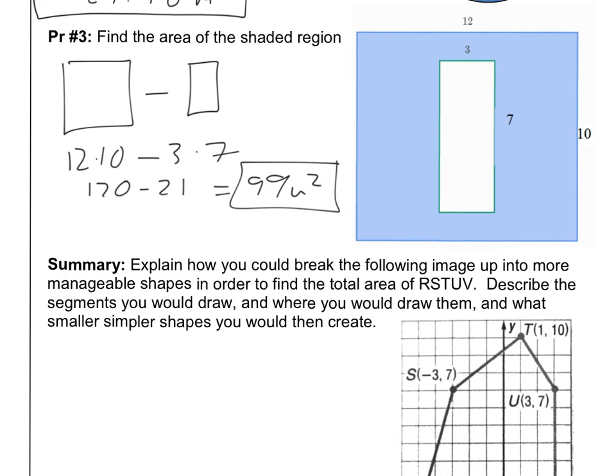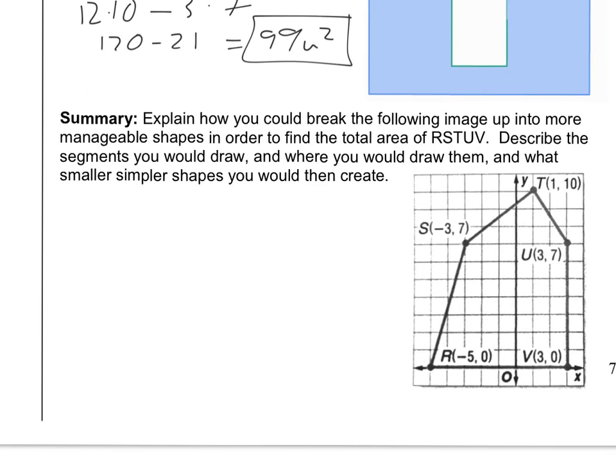All right, almost done here. Summary. Explain how you could break the following image up into more manageable shapes in order to find the total area of RSTUV. Describe the segments you would draw and where you would draw them, and what smaller, simpler shapes you would then create. So again, I am not actually interested in an answer here. I'm interested in an explanation of how you would get to that answer. How would you cut this figure up so that you could find the area of it a lot easier?